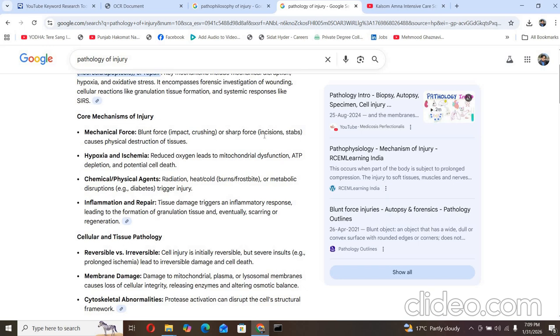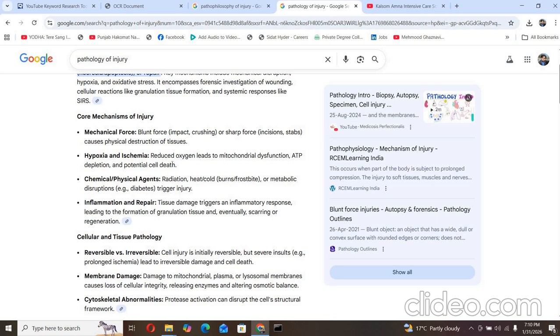Core mechanism of injury: mechanical force, blunt force, or sharp force. Incisions and stabs cause physical destruction of tissues. For example, in surgery we will make use of incisions to repair the injury, rebuild the tissues, and repair the changes that result from the damage or the injury.